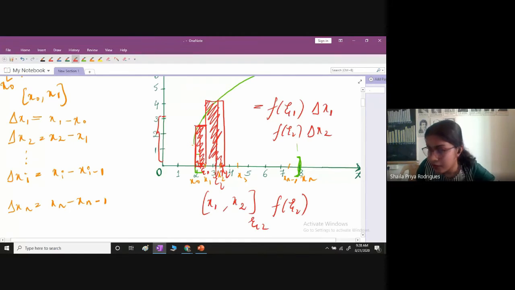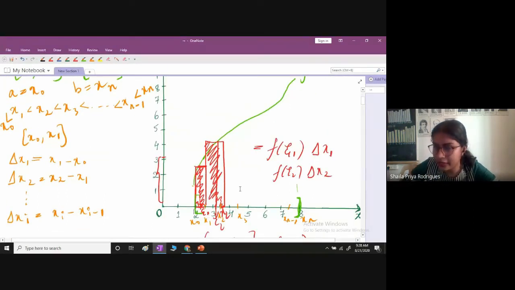Okay. How many such rectangles are you supposed to draw here? As many as the number of subintervals that you have. So go on drawing such rectangles till you have the last one. How are you going to draw these rectangles? Firstly, you divide the main interval into n subintervals. Find out the length of each subinterval, so that's going to give you one side of the rectangle.